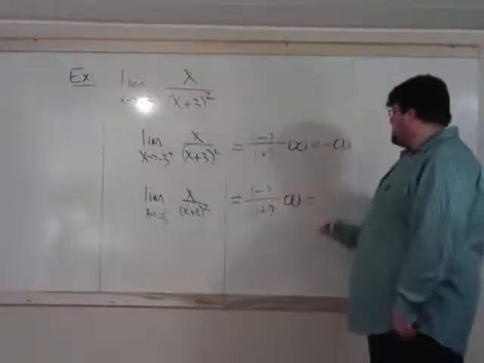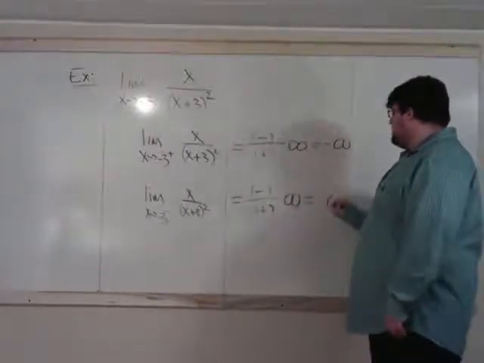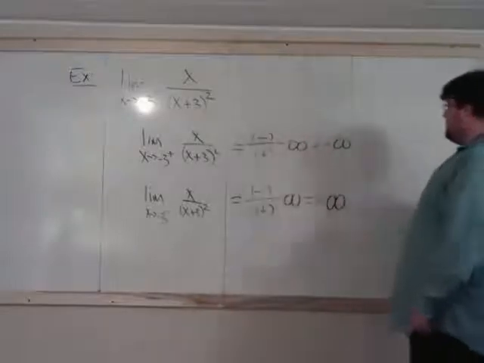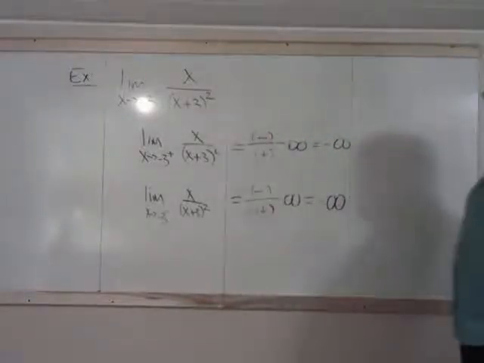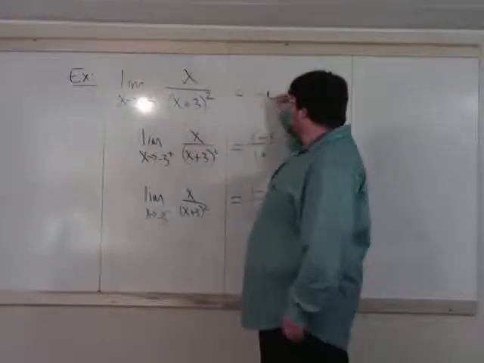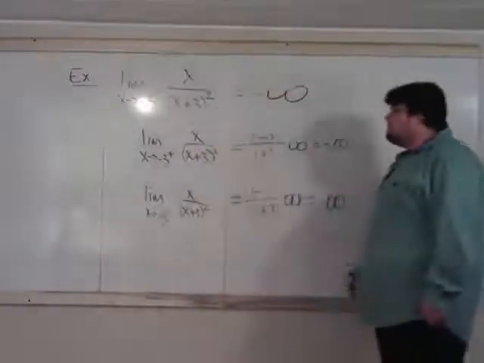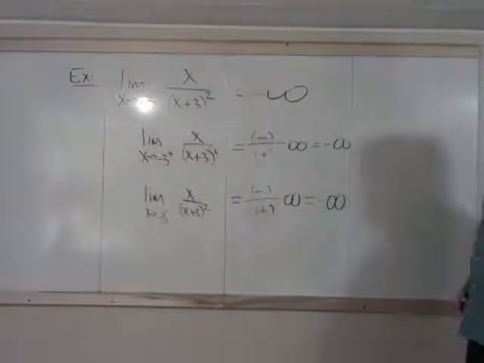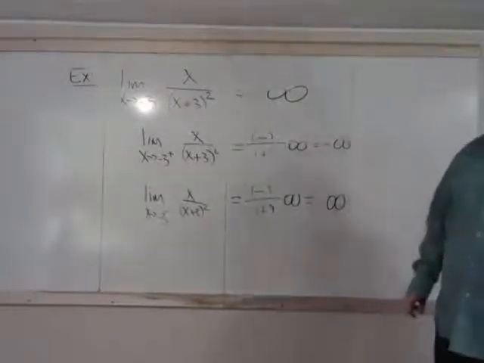But here, what do we have? One negative. So that makes a negative infinity. Now notice what we did here. Limit on the left is negative infinity. Limit on the right is negative infinity. And we will conclude from that that the limit is negative infinity.